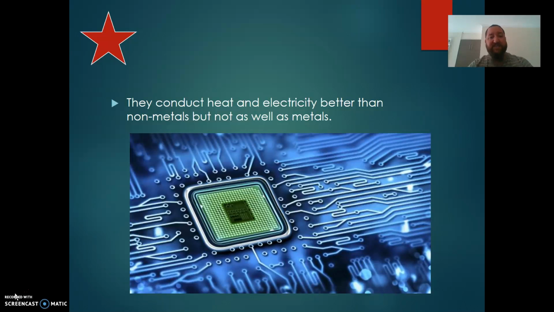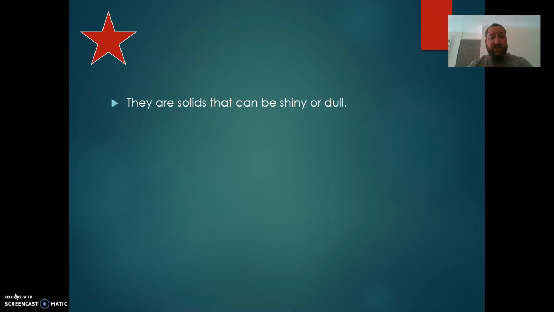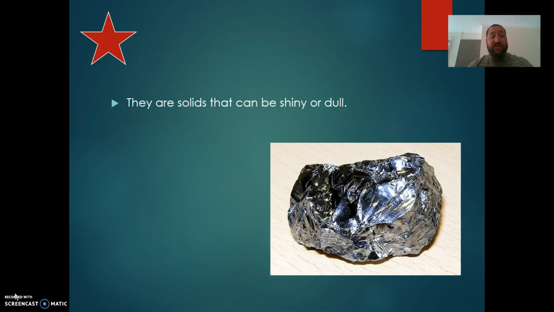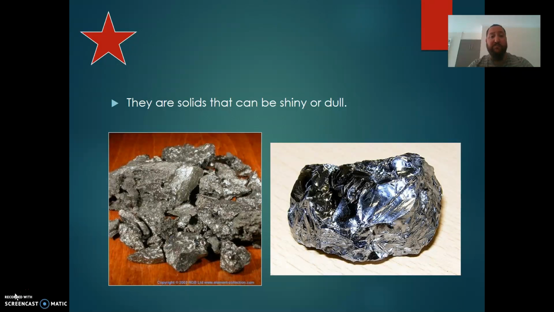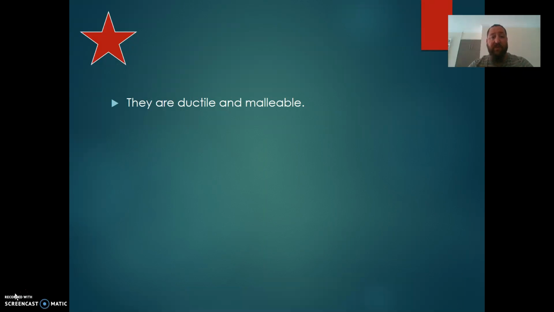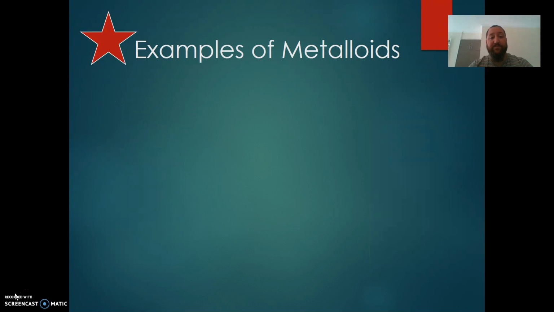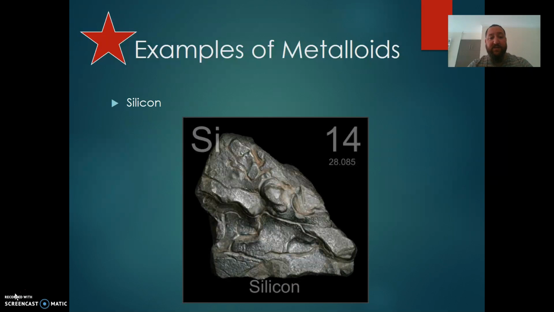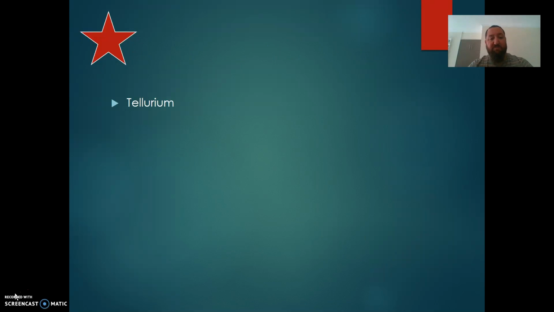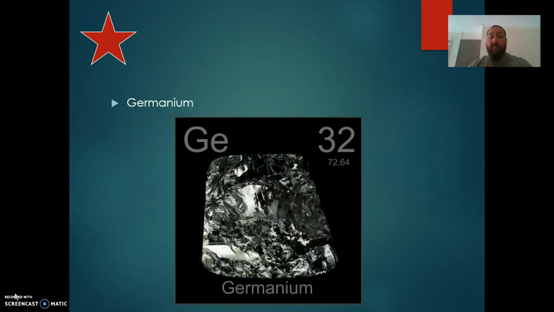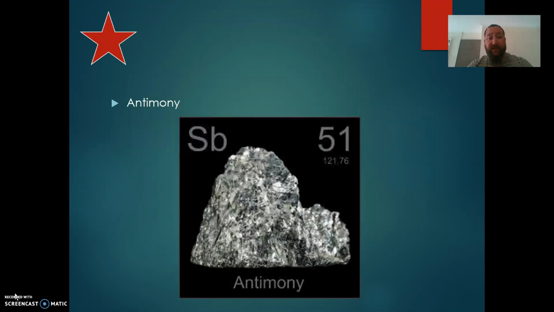This is a silicon chip. This would be found inside your computer, so it does use electricity, or conduct electricity. Some of them are solids, well they're all solids. Some can be shiny, some are quite dull, metal and non-metal. They can be ductile and malleable. These are some silicon wires. And here are a few examples. As mentioned, silicon. Here we have tellurium, germanium, and antimony.